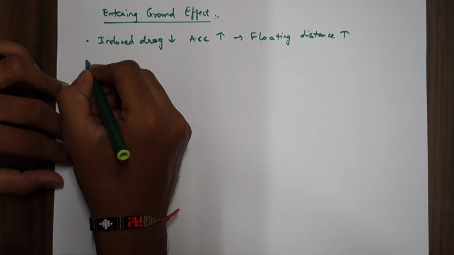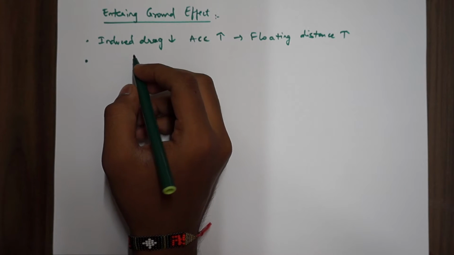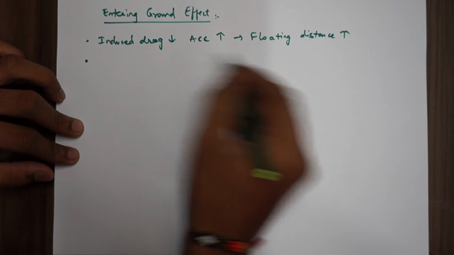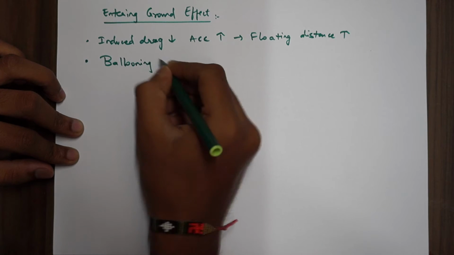Second point, the reduction in thrust required might also give the aircraft a tendency to climb above the desired glide path if a reduced throttle setting is not used. So basically what this sentence means is ballooning shall take place.